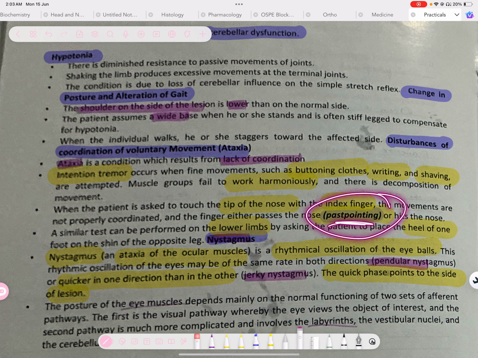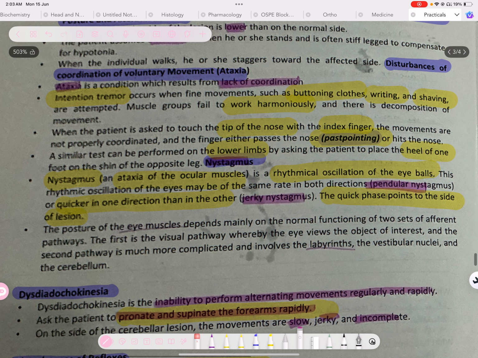There would be past pointing. For example, that's one of the tests. So when you ask the patient to touch the tip of the nose with index finger, so basically the finger goes beyond the nose, right? And so that's because of lack of coordination. There'll be nystagmus. Nystagmus are of two types, jerky and pendular. Pendular is basically just like this, right? And a jerky is like this.